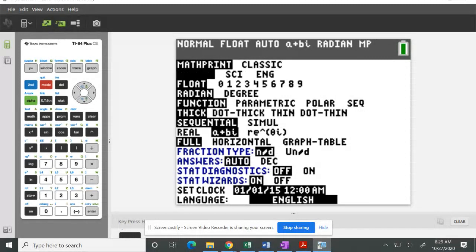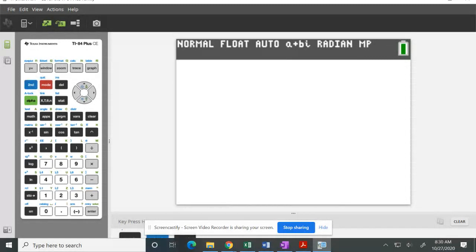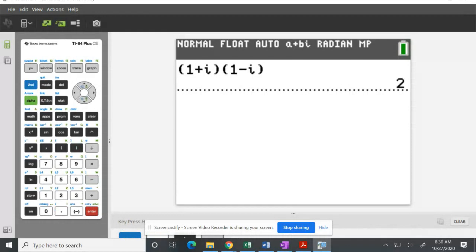And now you can type in all of these expressions. So I can type in parentheses 1 plus i times 1 minus i and just hit enter. It tells you the answer. The only thing that the calculator is not going to do for you is put it in a plus bi form. So you're going to have to do that yourself.